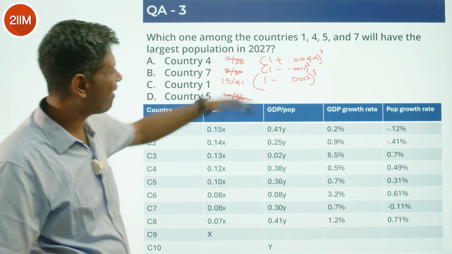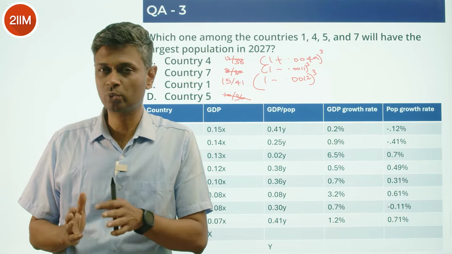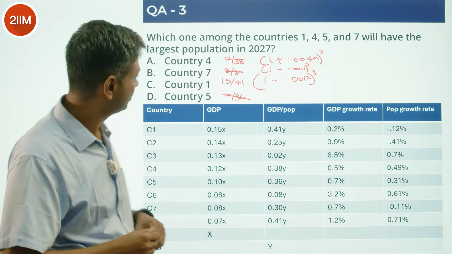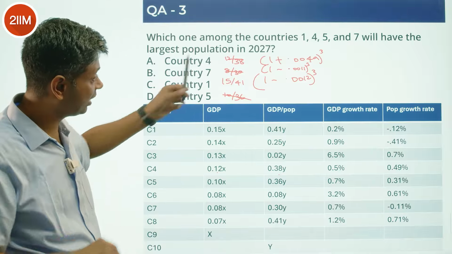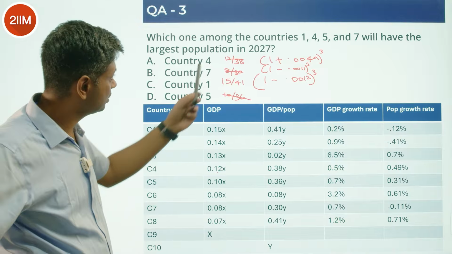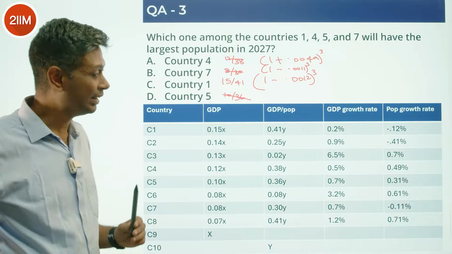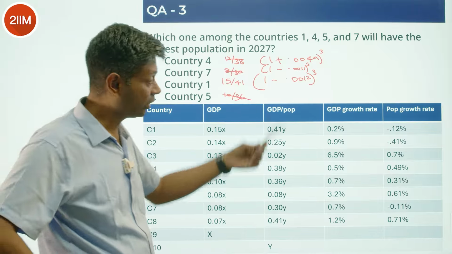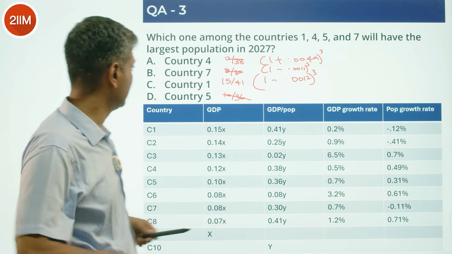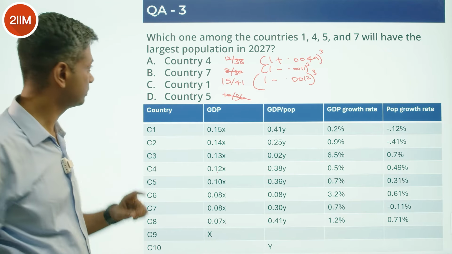Fine. So all of these numbers are going to be freakishly close to 1, plus or minus 2%. 15 by 41 is way higher than 8 by 30. It's more than 12 by 38. It's more than 10 by 36. It is sufficiently large that I'm not even worried about this swing, marking that confidently. Answer choice C, country 1.